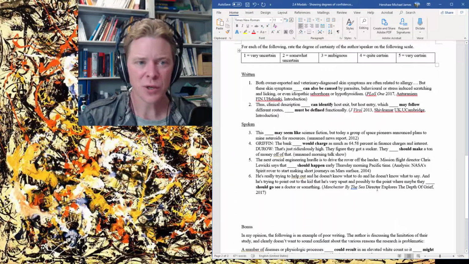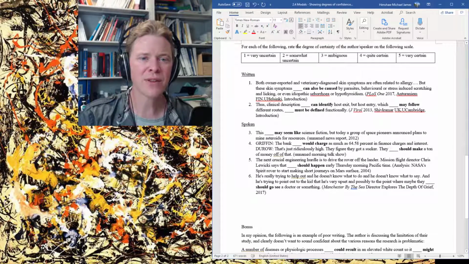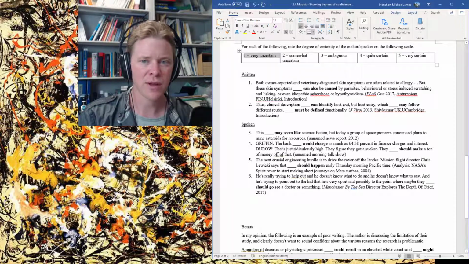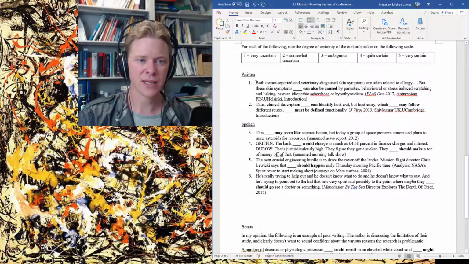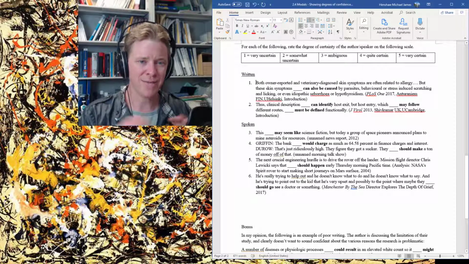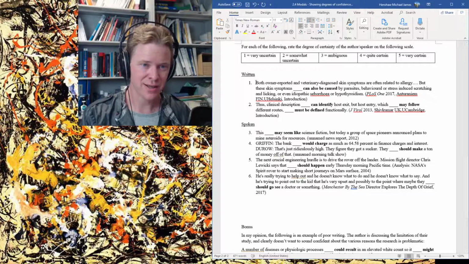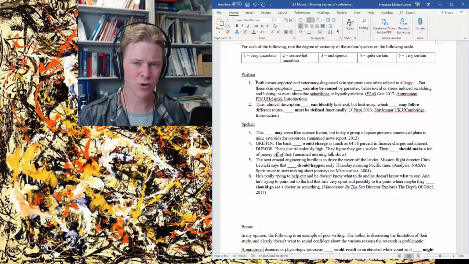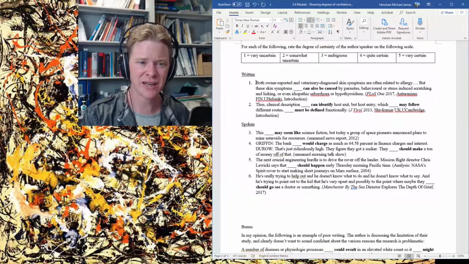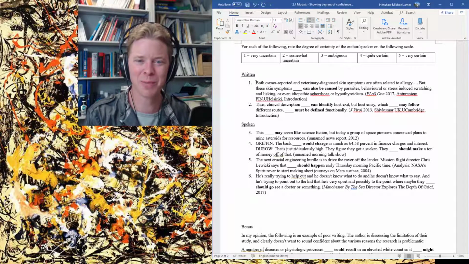This is also your classwork. For each of the following, rate the degree of certainty of the author or speaker on the following scale, where 1 is very uncertain and 5 is very certain. I'll do number 1 with you. It says, both owner-reported and veterinary-diagnosed skin symptoms are often related to allergy. But these skin symptoms can also be caused by parasites, behavioral or stress-induced scratching and licking, or even idiopathic, I don't know that word, or hypothyroidism.